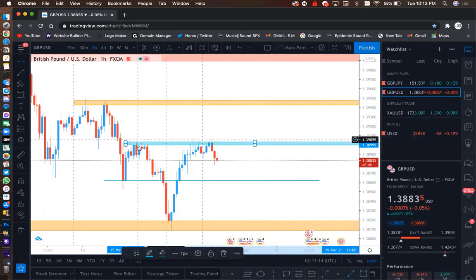Drag that out. So as you can see, price came up. It formed a bullish and a bearish candle. This made it a new resistance zone. Price couldn't break it and it tanked. Did the exact same thing. It came back to this exact area.